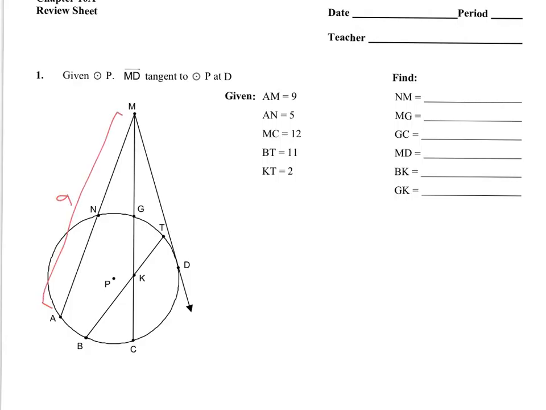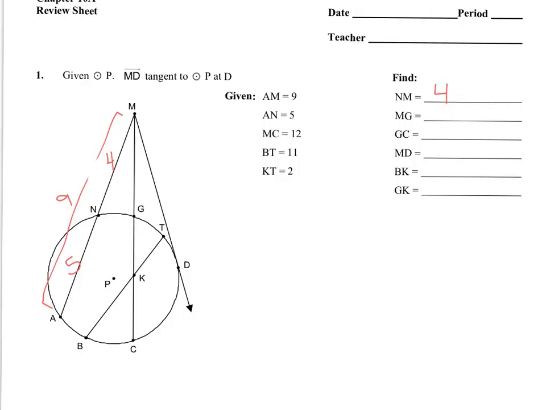AM is 9, AN is 5. Ooh, so right there, hopefully you're saying, oh, that's not bad. MN is then 9 minus 5, or 4. Oops, that doesn't look so nice. 4. And look at that. We've got the very first one that they wanted.